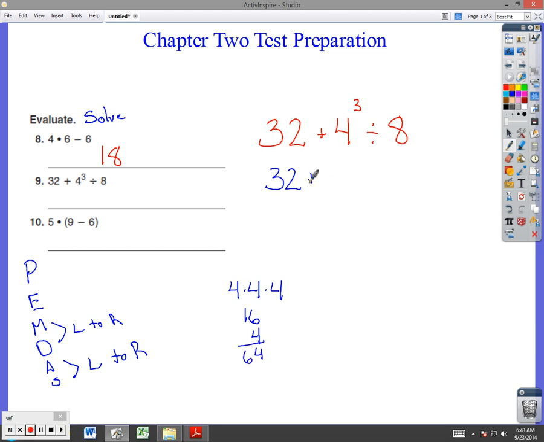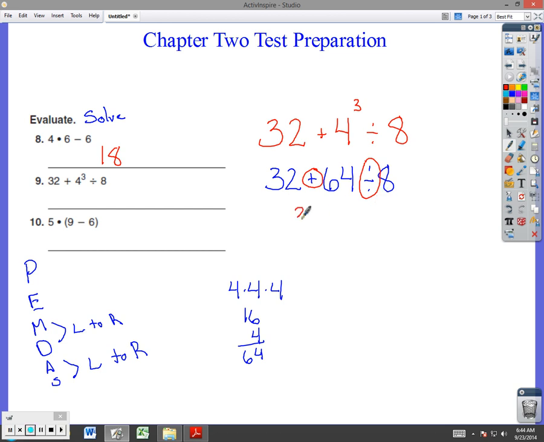I bring the addition sign down. I did not use that. I'll bring the 64 down. I'll bring the divide by 8. I am left with two operations, addition and division. Now I go back to my PEMDAS. I'm done with parentheses. No exponents done. I have multiplication and division. Let's see, whatever comes first from left to right. And it's division because there's no multiplication.